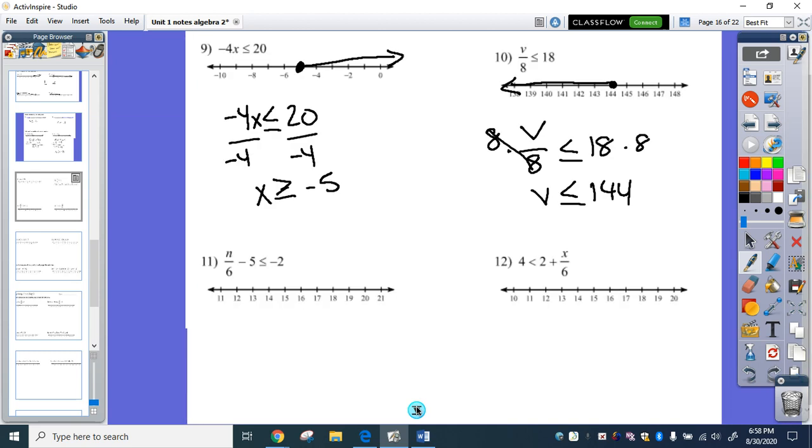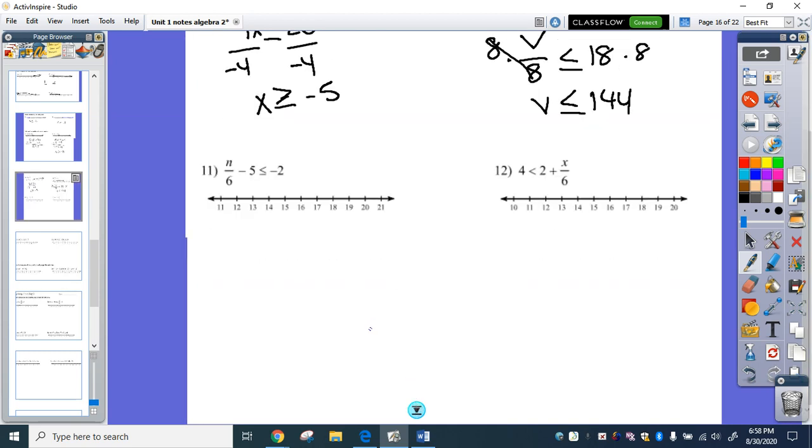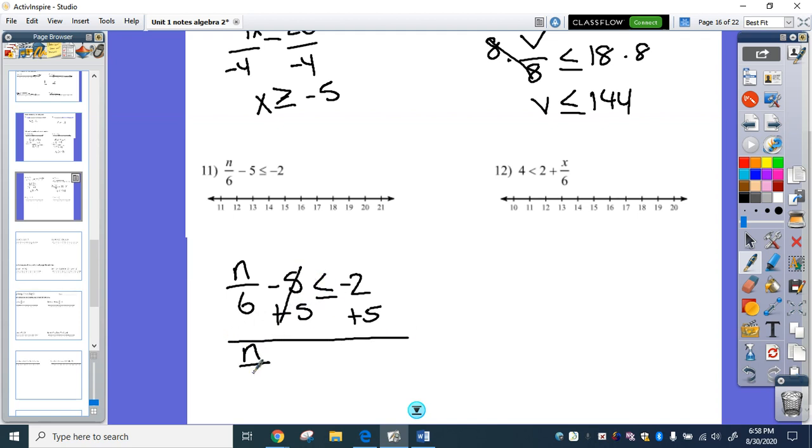In number 11, now we get into the two-step equations. So we have n divided by 6 minus 5 is less than or equal to -2. So we're going to solve this like we would any other equation. We're going to add 5 to both sides to get rid of the -5. So we get n divided by 6 is less than or equal to 3.